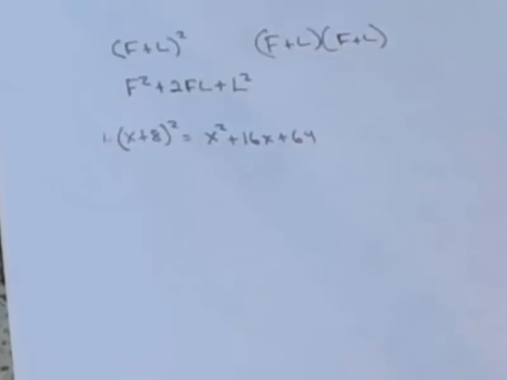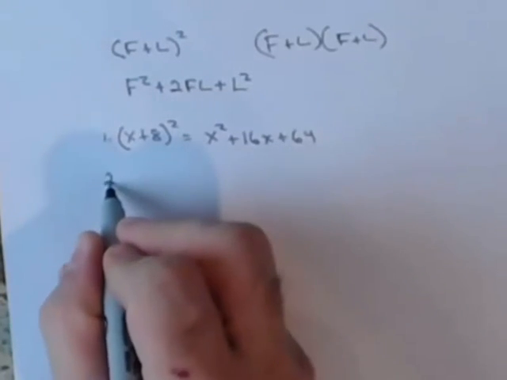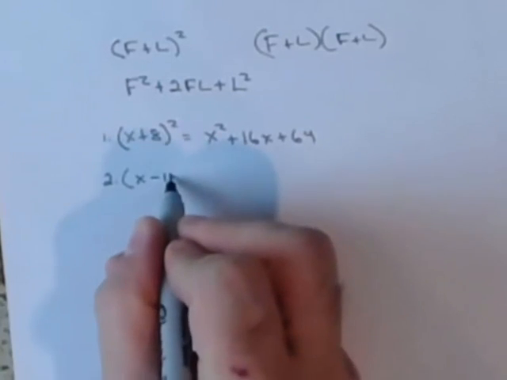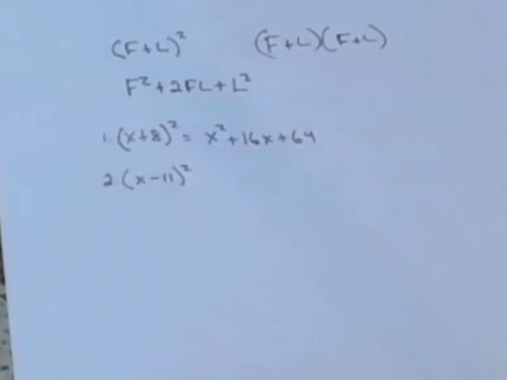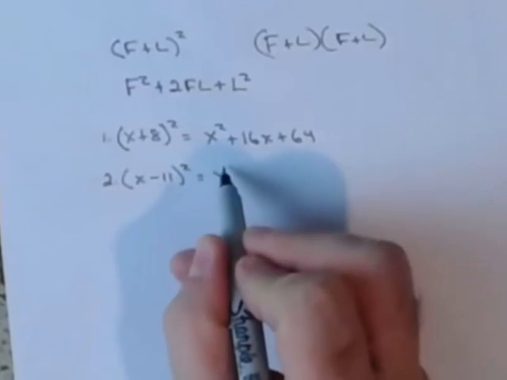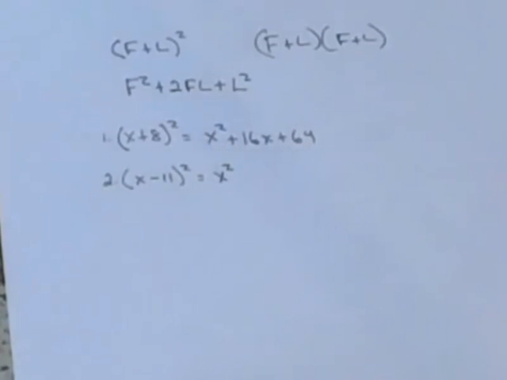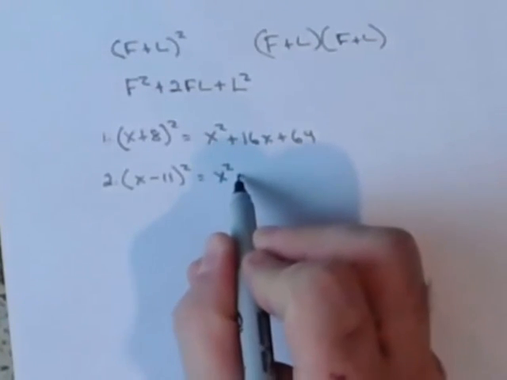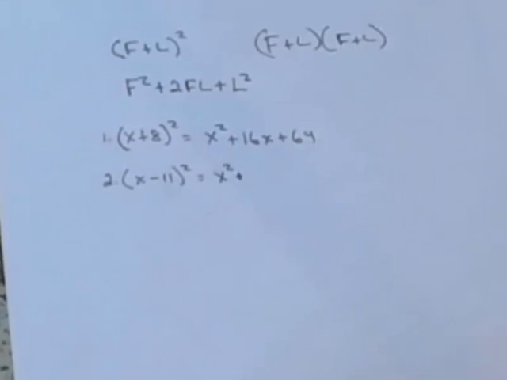Number 2. Number 2 is x minus 11 squared. Same process. First squared: first is x, and so first squared is again going to be x squared. Now, we're going to add to that 2 times the first times the last.